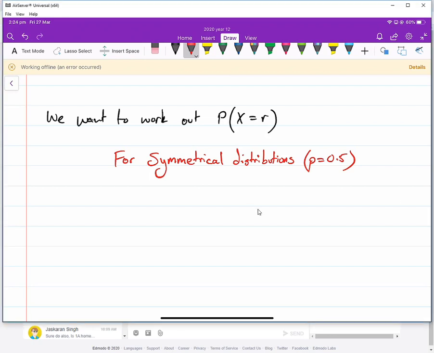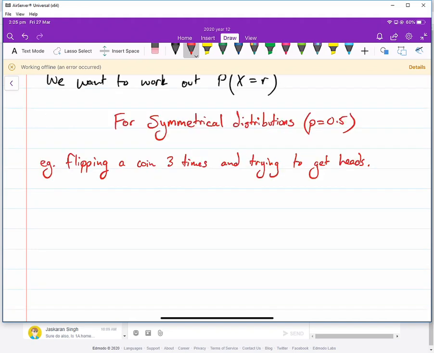For example, flipping a coin is an example of a symmetrical one, because it's got a half chance of getting a head or a half chance of getting a fail, so like a tail. So we're going to say flipping a coin 3 times and trying to get heads. Okay, we're flipping a coin 3 times and we're trying to get heads.